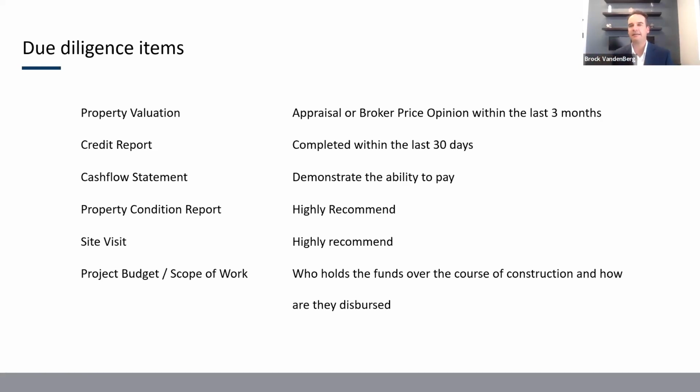And I typically like to see them done in the last 3 months. In the market today, it may be in the last 30 days just because there's some volatility in the market, but that's going to establish value. Okay, but read through the appraisal.